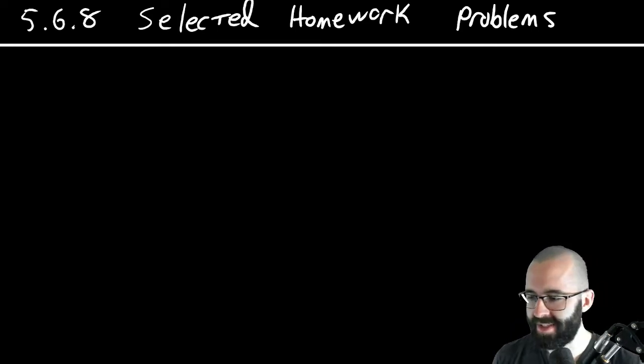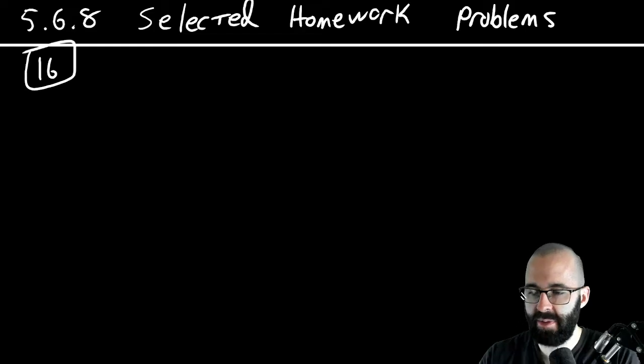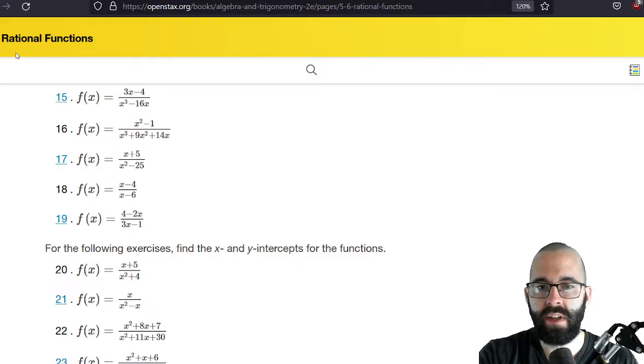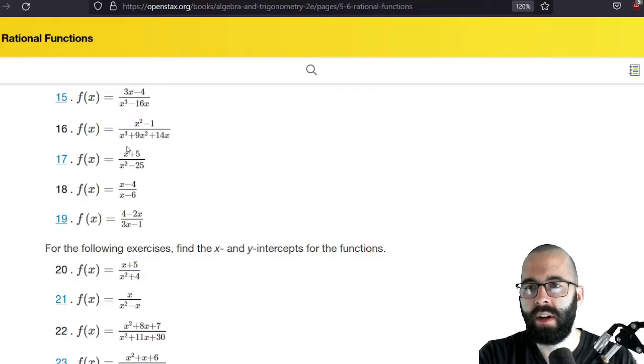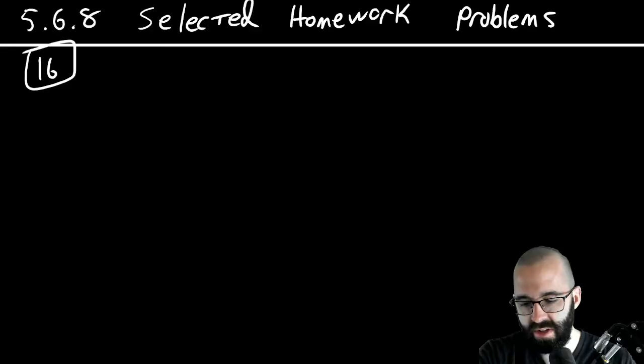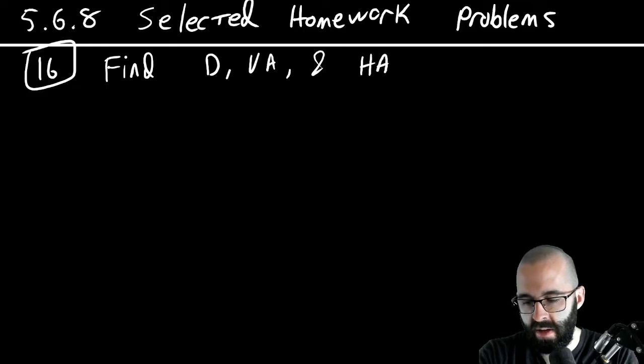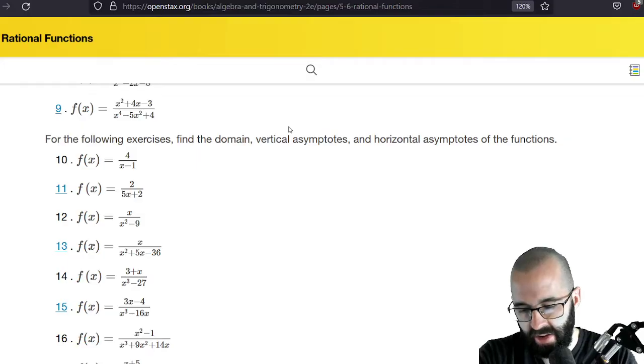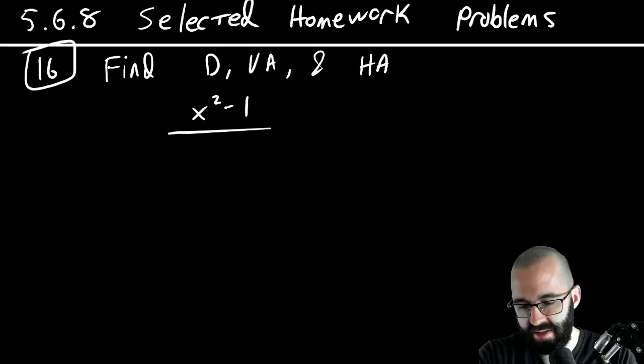All right, let's do some problems. We're going to start with number 16 from the textbook, which says: find the domain, vertical asymptotes, and horizontal asymptotes. All right, and it's x squared minus 1 divided by the denominator, x cubed plus 9x squared plus 14x. The function is f of x.